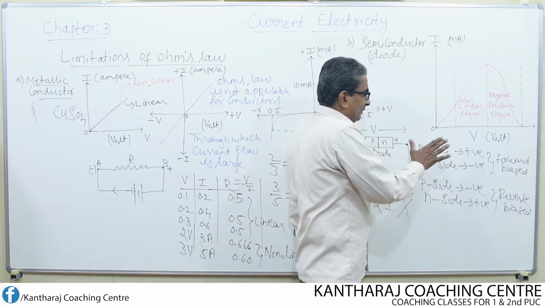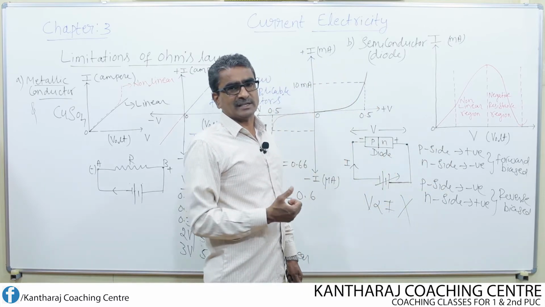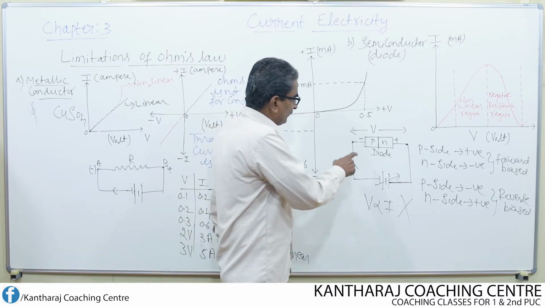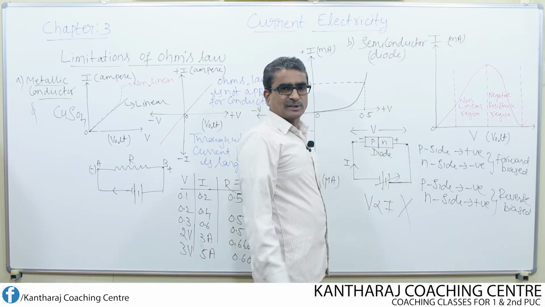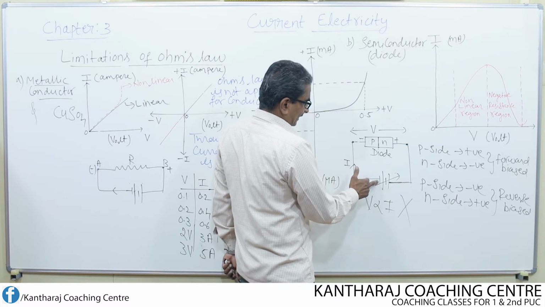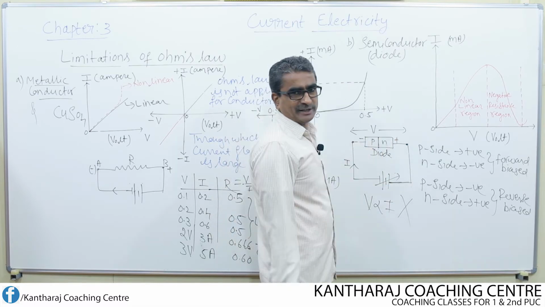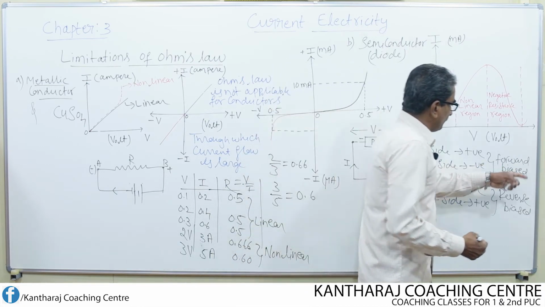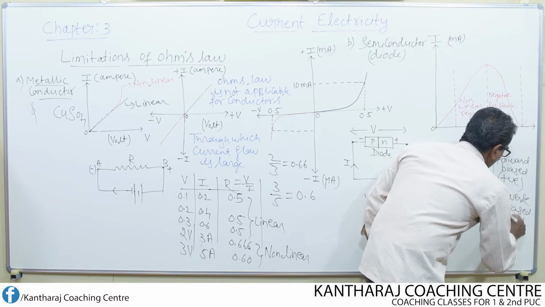Once again, don't worry about these biases. What is meant by forward bias and reverse bias, you will understand when we take up the semiconductor chapter. Till then, just understand that if you do the connection like this, we are applying positive voltage to the diode. If you do the connection like this, that means P to negative and N to positive, we are applying negative voltage. Applying negative voltage is known as reverse bias. Applying positive voltage is known as forward bias.